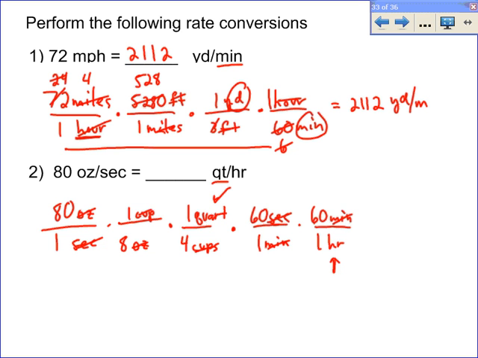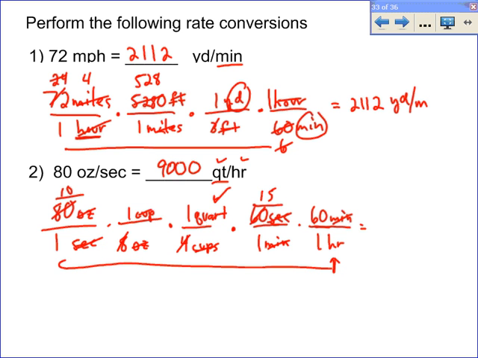So I actually do the multiplying. 8 goes into 80 10 times. 4 goes into 60 15 times. You can see it's a lot easier to do the simplification. So I just need to multiply 10 times 15 times 60. And once I do that, I find out that the answer is 9,000. I have nothing to divide by because these have all been canceled down to ones. So it's just 9,000 divided by 1. Your answer is 9,000 quarts per hour. So 80 ounces per second is the same as 9,000 quarts in 1 hour.